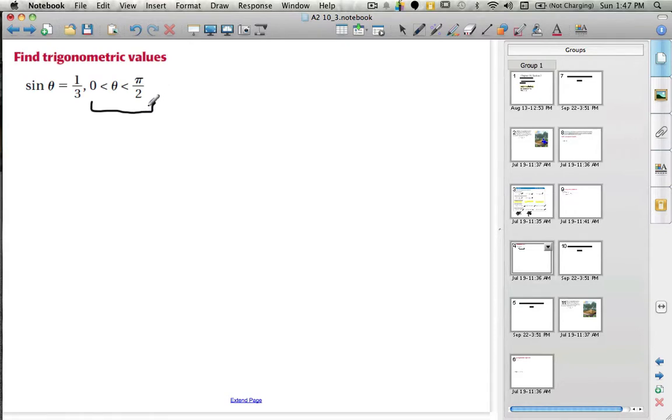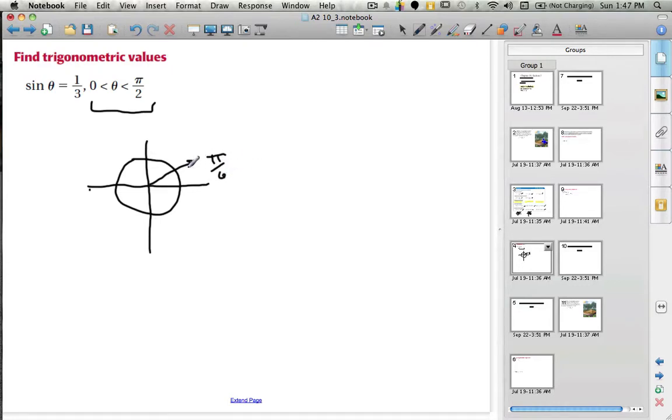I might do it by using the unit circle. I might do any number of different things. But when we start looking for values of sine that equal 1/3, when we start talking about the unit circle, now 1/3 is not one of the measurements on the unit circle, but it could help me establish a range, right, at pi over 6 or 30 degrees.